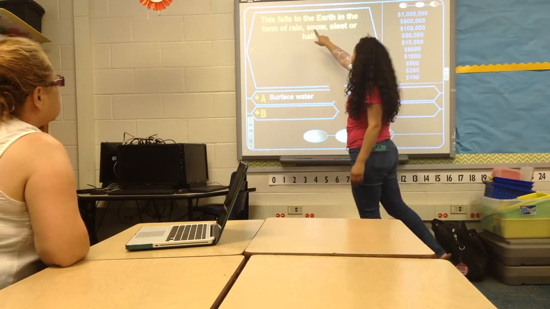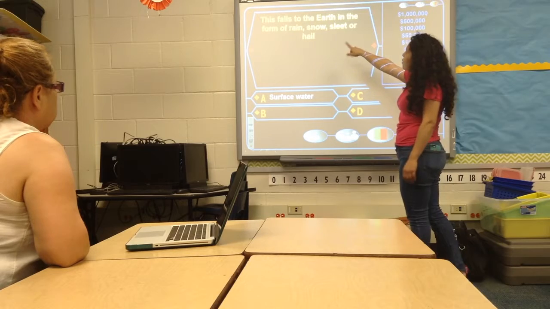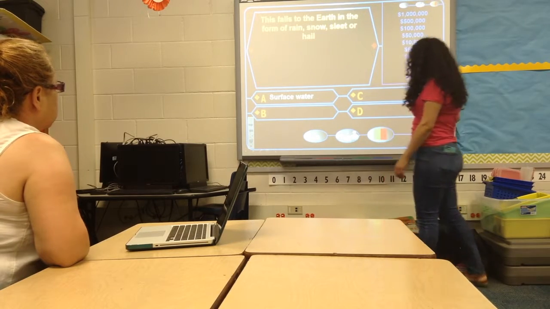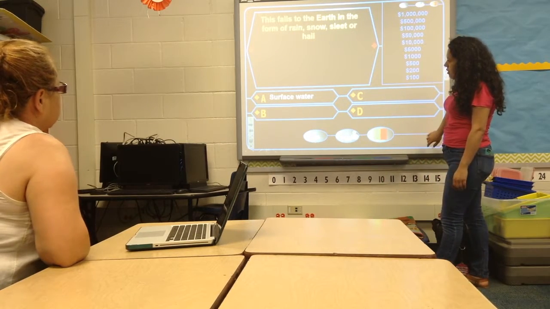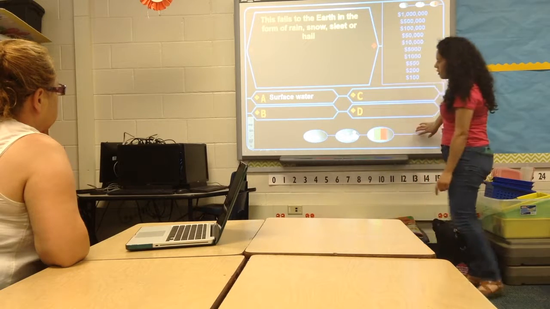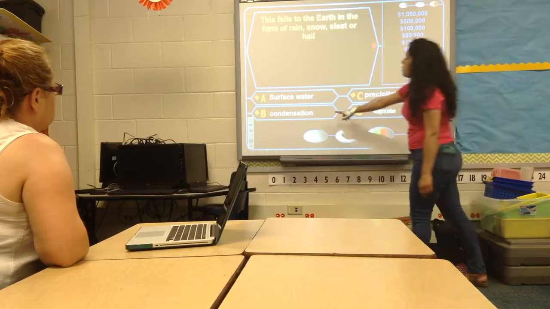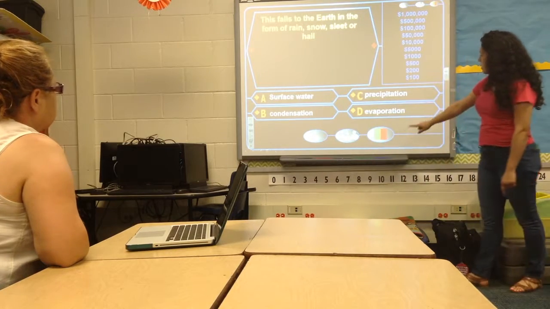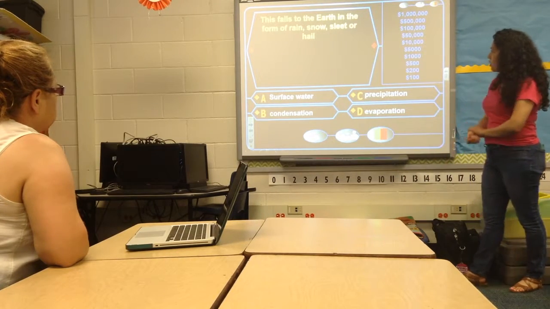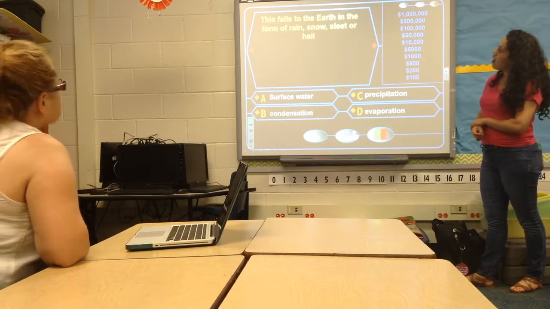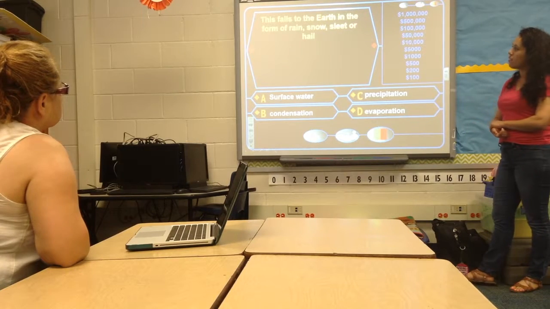This falls to the earth in form of rain, snow, sleet, or hail. And our answer choices: A is surface water, B is condensation, C is precipitation, and D is evaporation. So what do you think? What do you think the answer is?